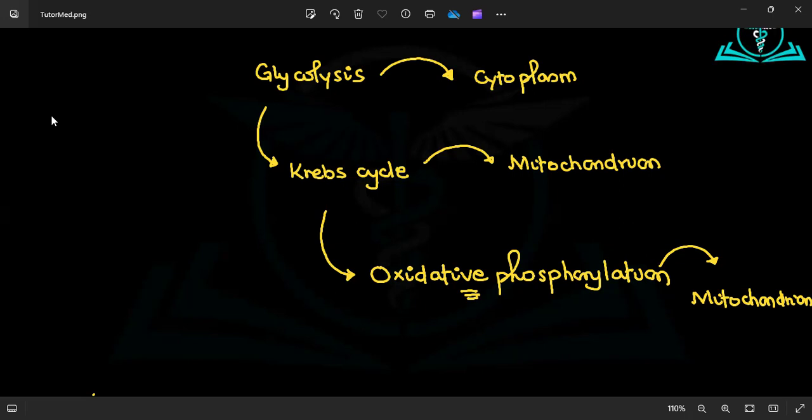Good. So please take note of these facts. Glycolysis occurs in the cytoplasm, the Krebs cycle in the mitochondria, and the last one, oxidative phosphorylation, also in the mitochondria, okay?